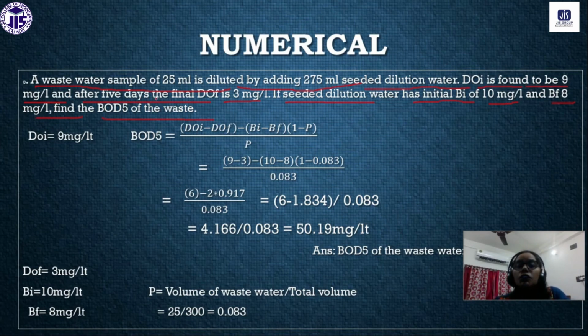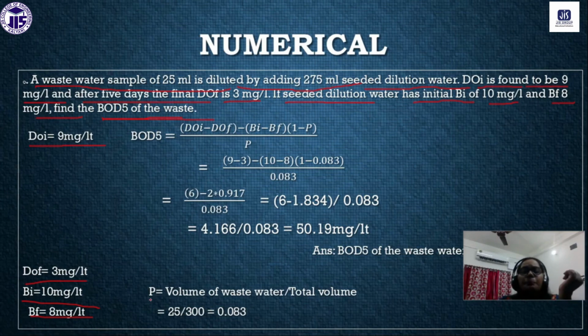Understand? So here also look, for the wastewater sample we have the initial DO and final DO, and also the seeded dilution water. They have also given us the initial amount of the DO and final amount of the DO. So you have to find out the BOD5. Some of the data are given already. DOI is 9 milligram per liter, DOF is 3 milligram per liter, BI is 10 milligram per liter, and BF is 8 milligram per liter.